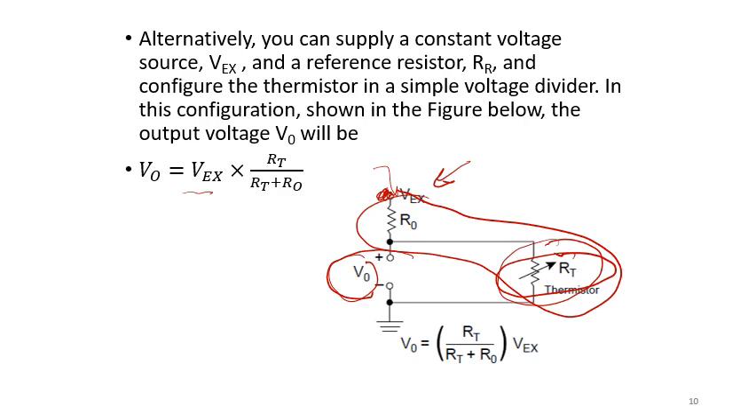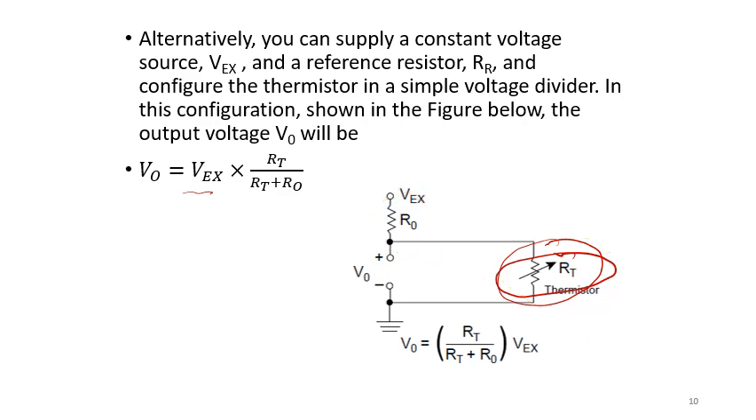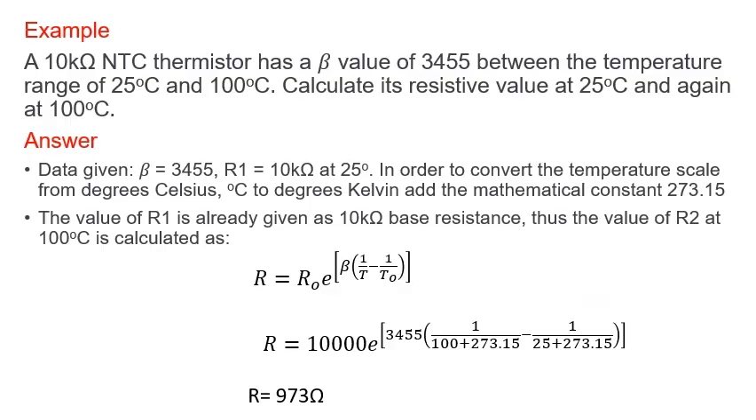So again, the previous one shows the situation if we are supplying the RTD, the thermistor, by a current source. Here, if we are supplying the thermistor by a voltage source, we need a voltage divider to convert the resistance of the thermistor to voltage.